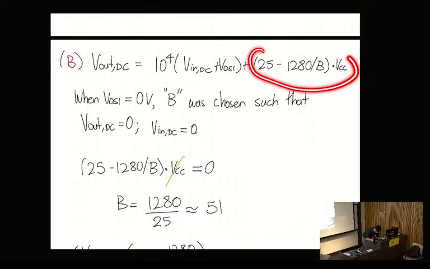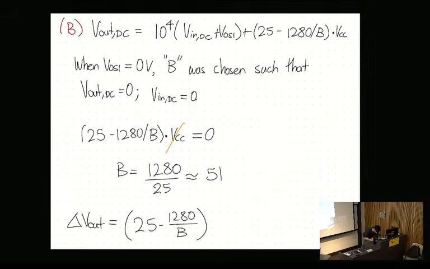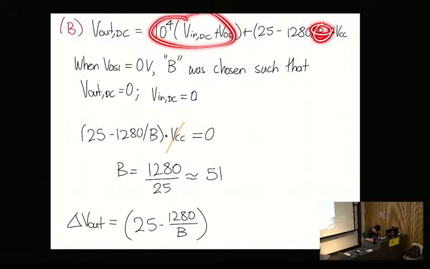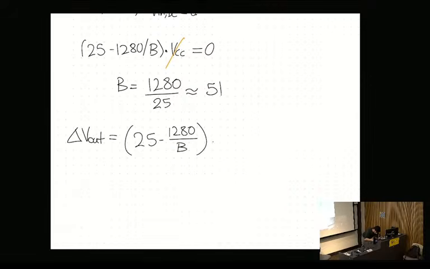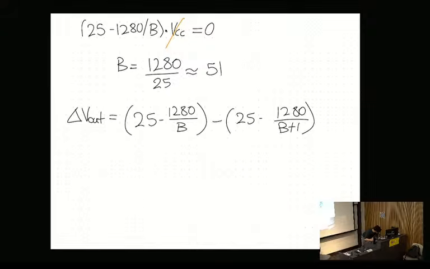Because this portion here is effectively what our potentiometer is controlling. The first part is not going to change as I'm changing my potentiometer, right? It's just a constant input voltage. We're specifically looking at the change, so if I'm looking at the change, I can just ignore this. The only thing that will change with B is this part. So minus 25 minus 1280 on B plus 1. That's my increment.